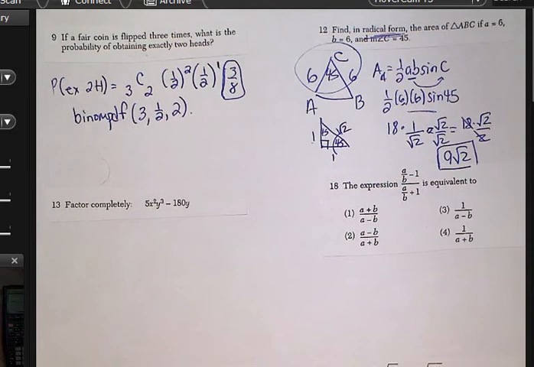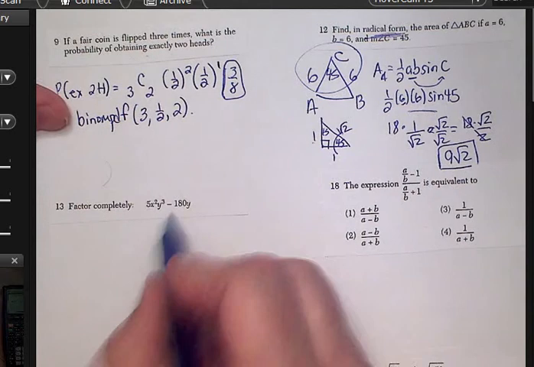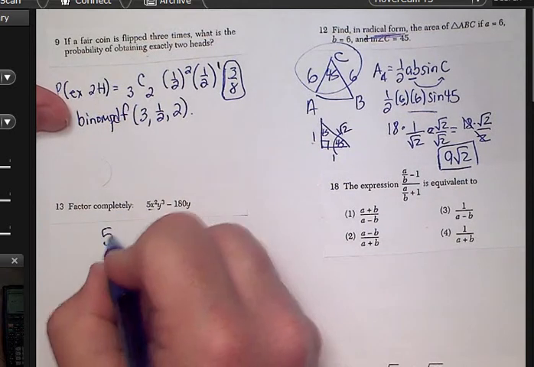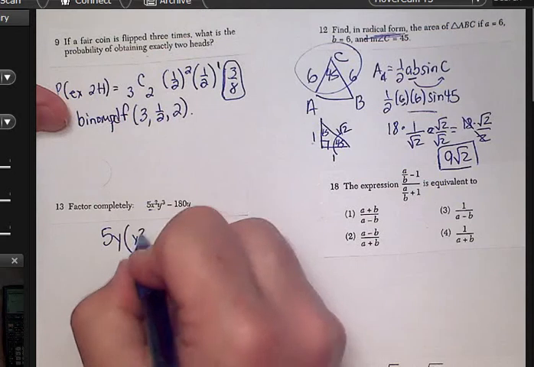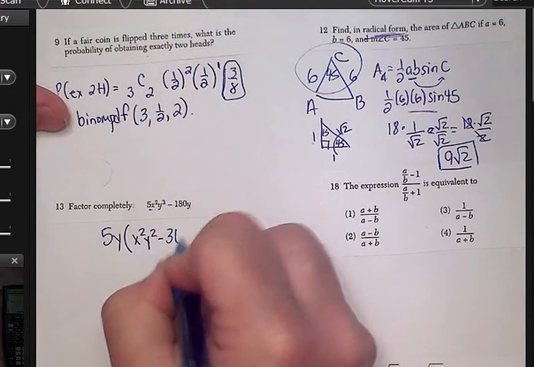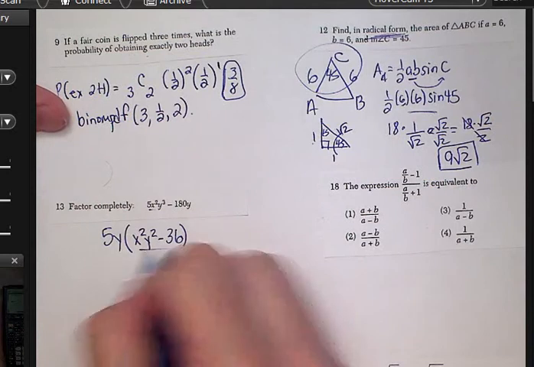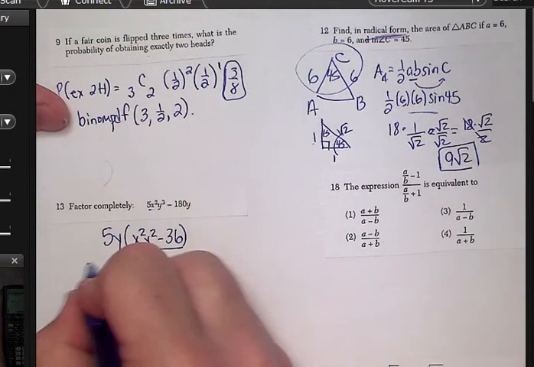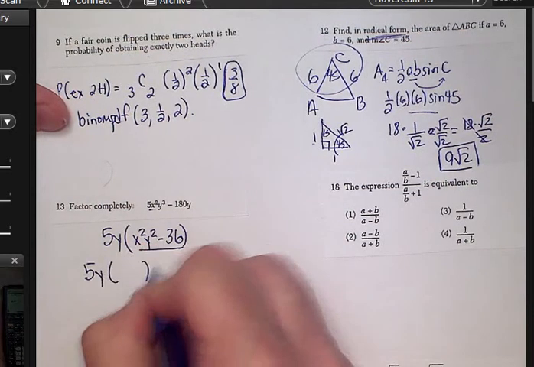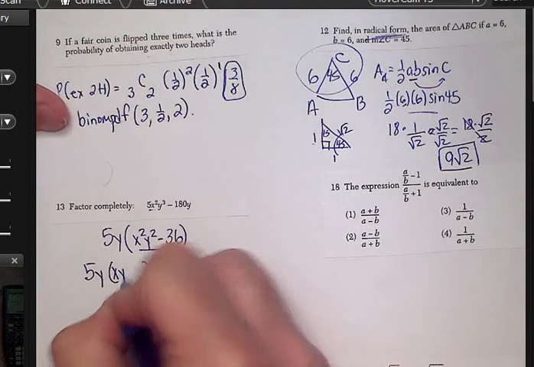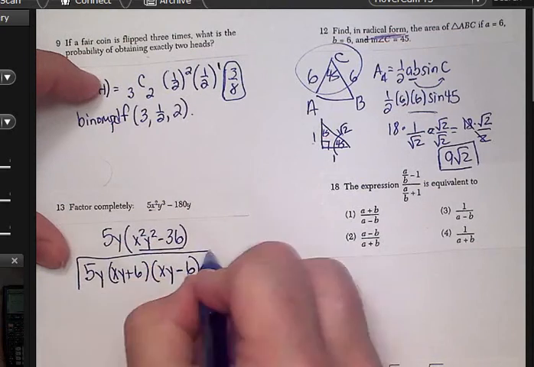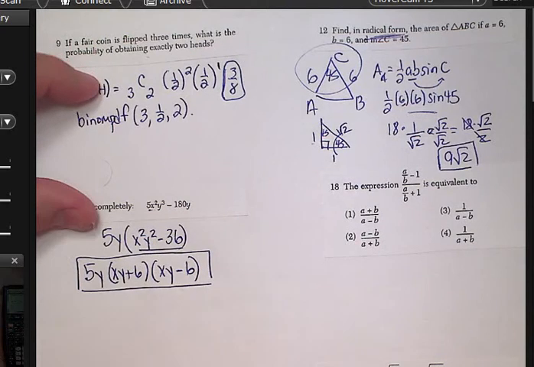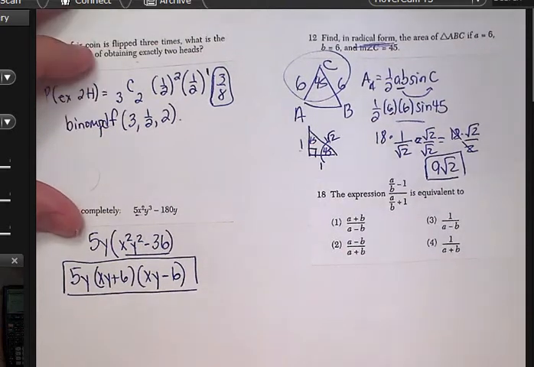Question 13, we want to factor completely. I can take a 5y out, and that's going to leave me with x squared y squared minus 36. And then this is the difference of 2 perfect squares. So we have 5y, and we have xy plus 6 and xy minus 6. That's factored completely.